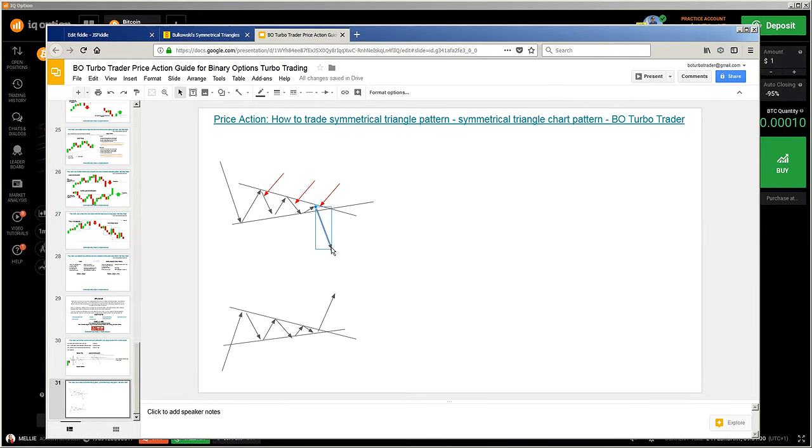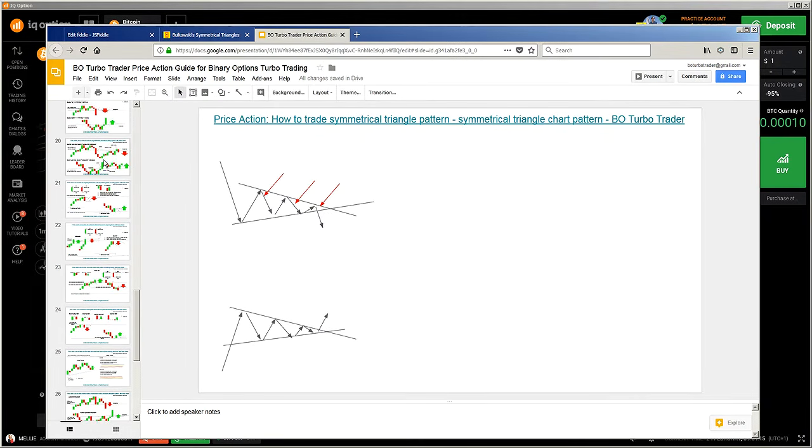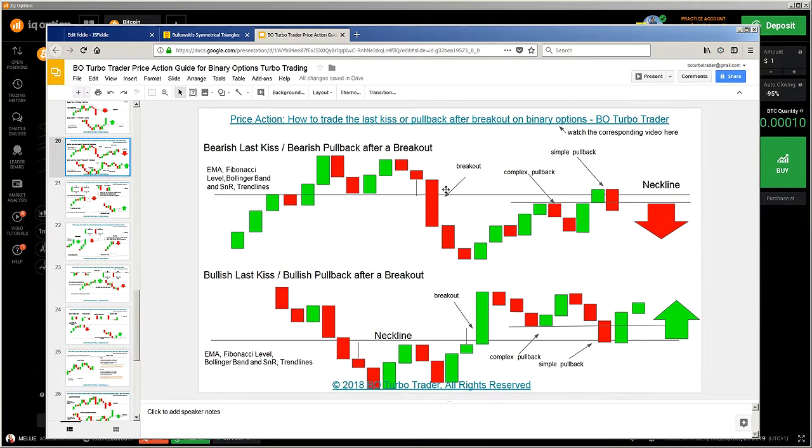Also on the double top, because those are sharp patterns on double top, I can show you this here. I have shown you the pullback, the last kiss. This was this one here. After the breakout, I will draw this now as an arrow.